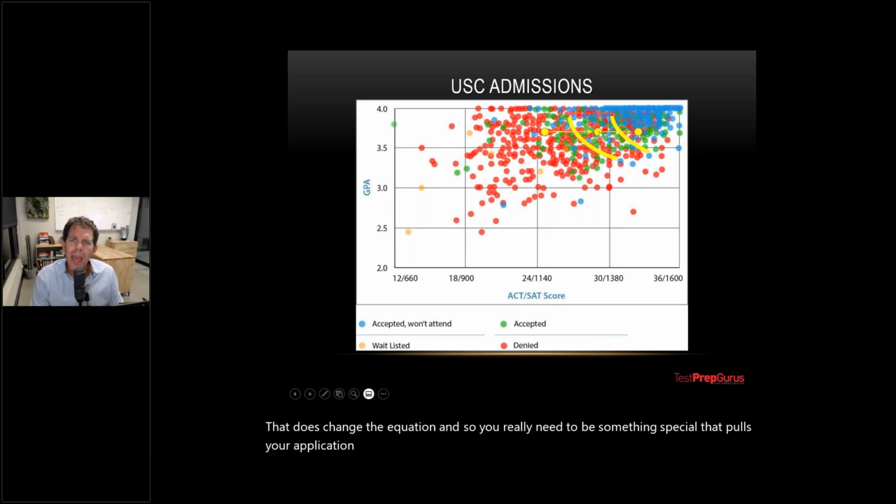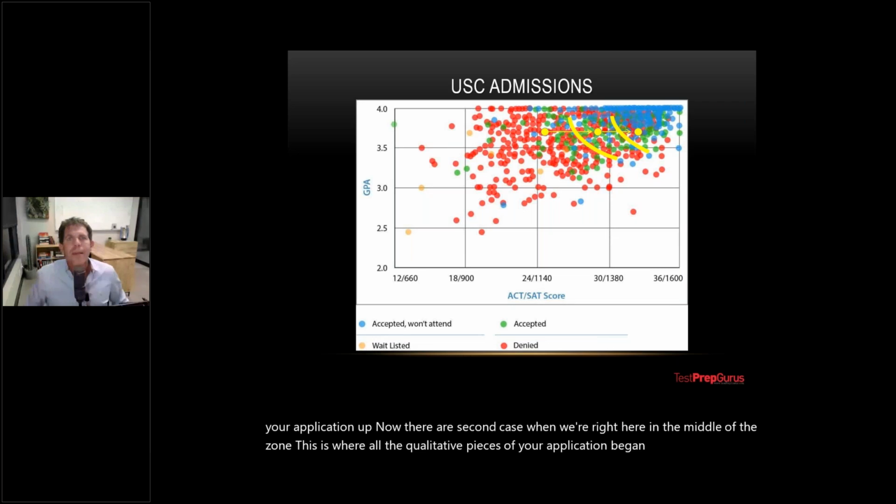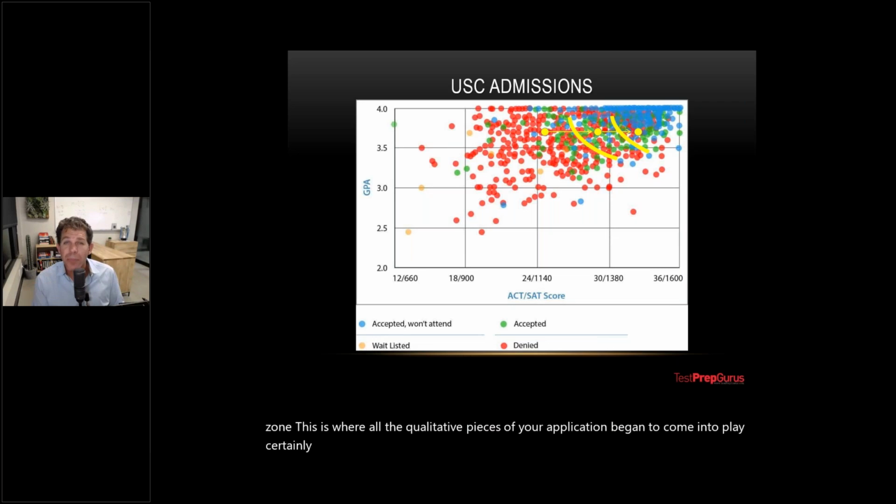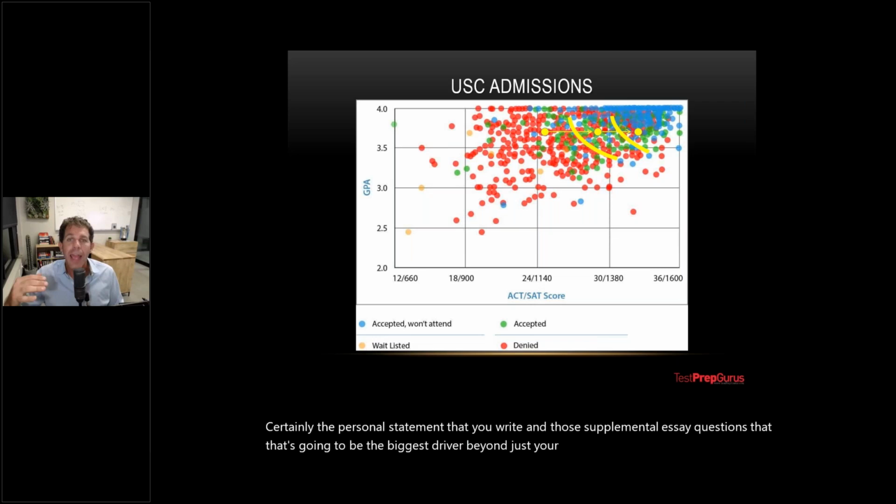Now, there's the second case, when you're right here in the middle of the zone. This is where all the qualitative pieces of your application begin to come into play. Certainly the personal statement that you write and those supplemental essay questions are going to be the biggest driver beyond just your GPA, course rigor, and your SAT or ACT score.